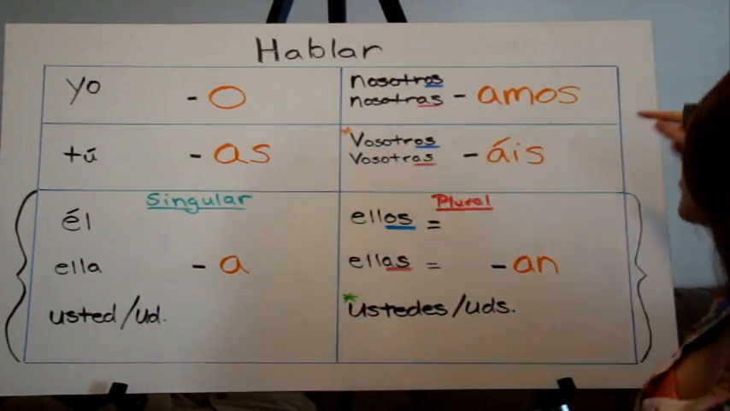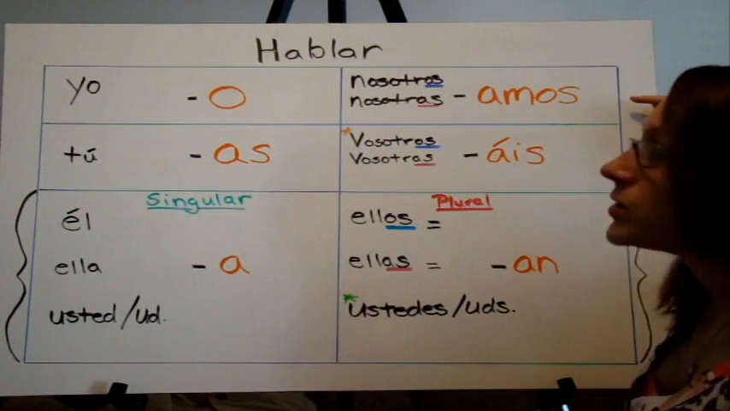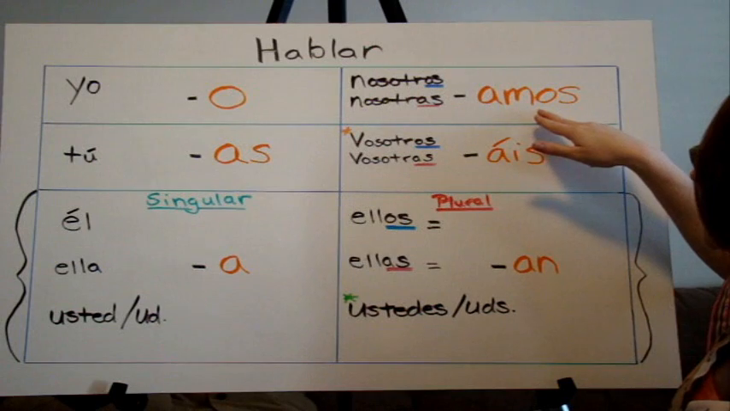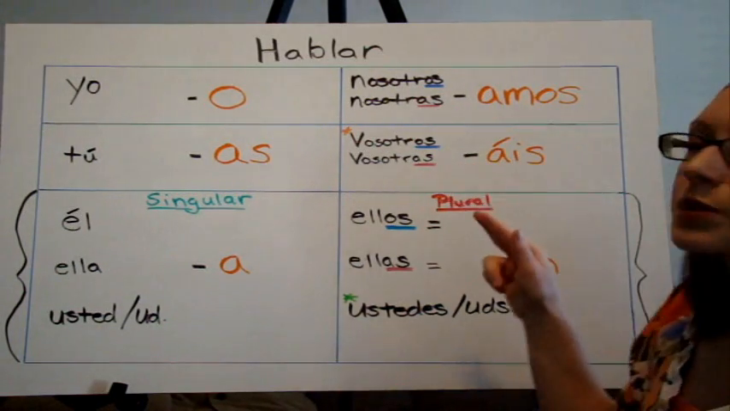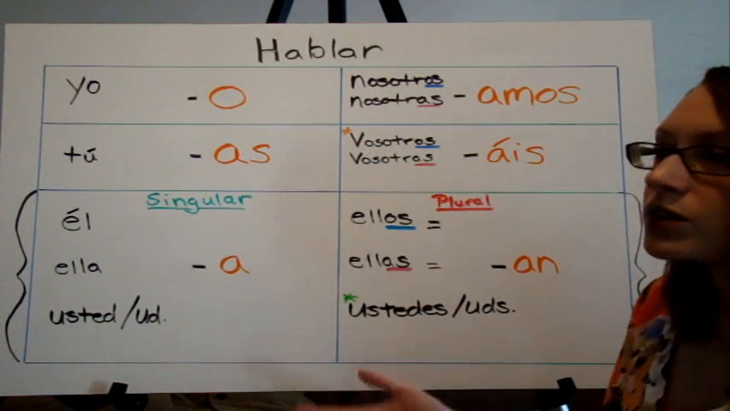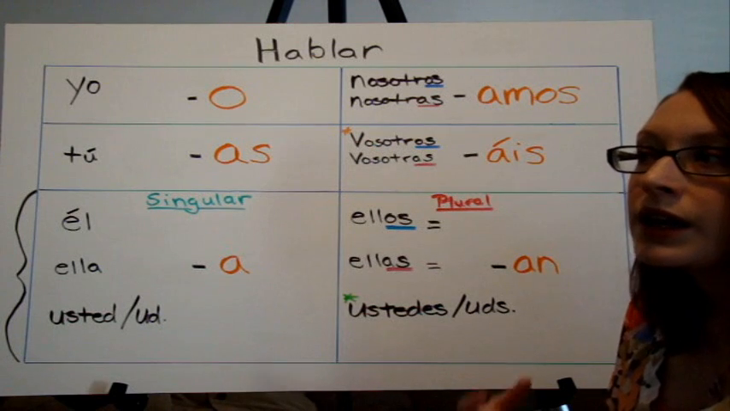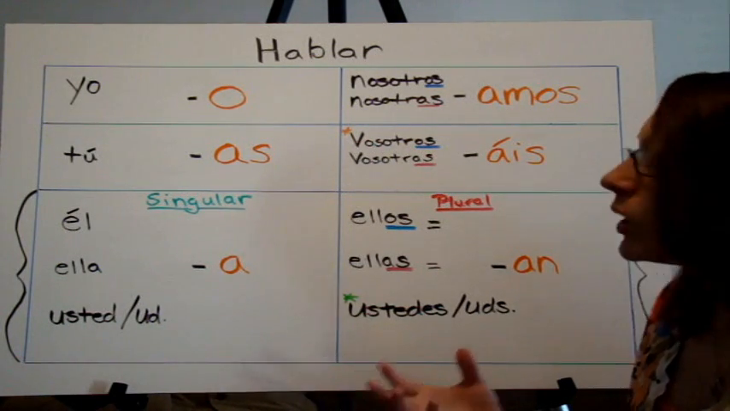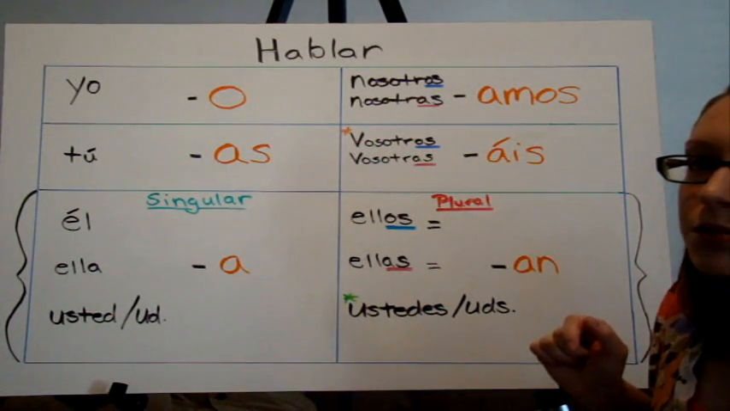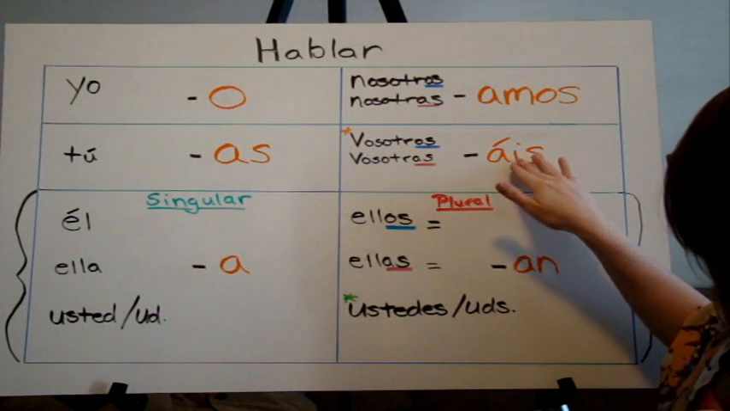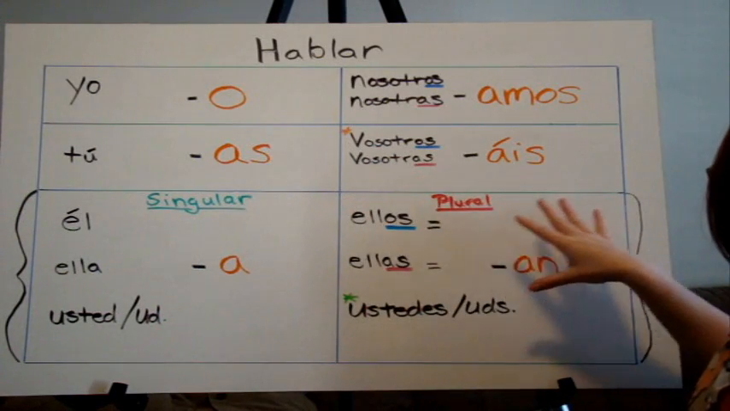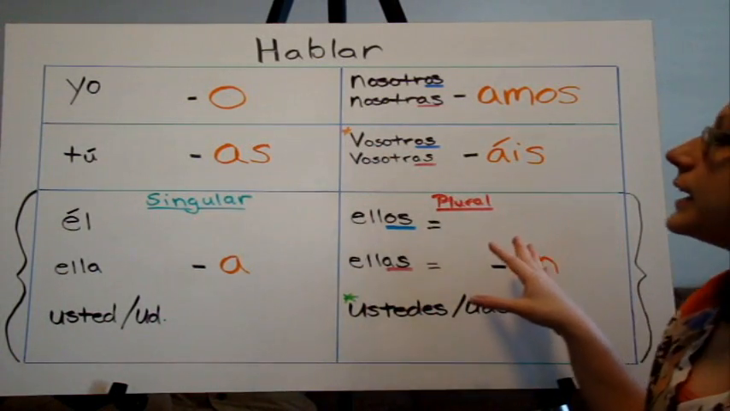Then up here for nosotros and nosotras, the ending is amos. So if you want to say we speak, you would say hablamos. Vosotros and vosotras, we spoke about last time, is only used in Spain. This would be in the case that you are in Spain, you're talking to a group of friends, and you want to say, you all speak English or whatever you want them to say. You would say habláis, and you always have to include that accent mark. It's very important. Habláis.